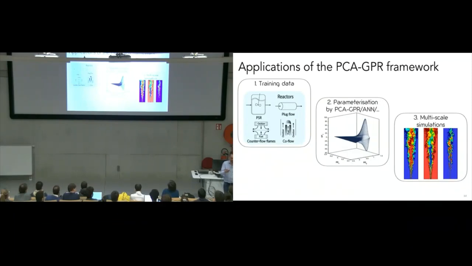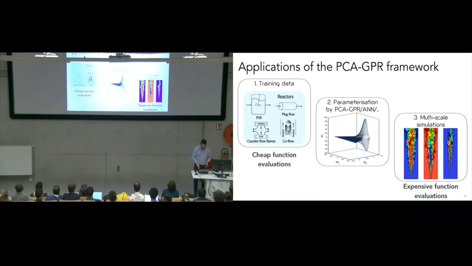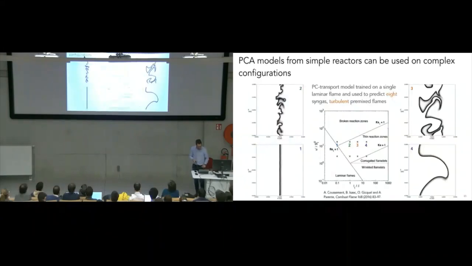But then, of course, there is a problem. No, not a problem. You have to be careful that the data that you use to generate this reduced model must be representative of what you will explore or visit in the state space of the real simulation. Okay, so I will give you an example to see how this works. These are very expensive function evaluations. So I want to show you two examples.